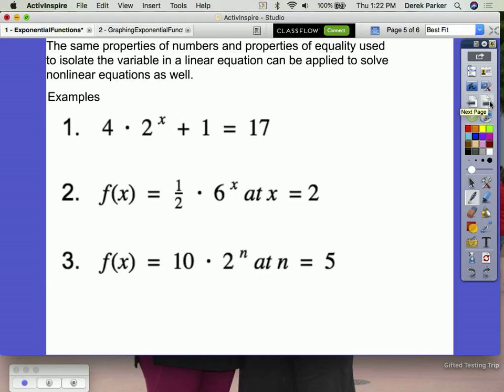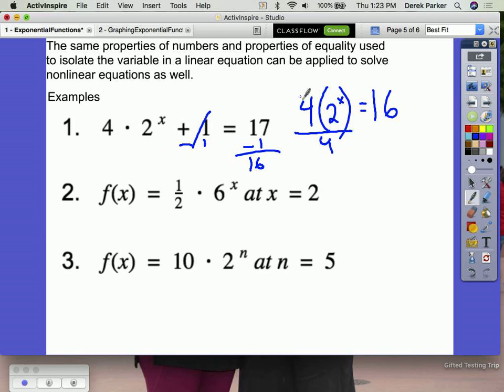The same properties of numbers and properties of equality used to isolate the variable in a linear equation can be applied to solve nonlinear equations as well. Okay, so I'm going to do a few examples here. My first problem is 4 times 2 to the x power plus 1 equals 17. I'm going to use the same properties and rules as a two-step equation. My first step is subtract 1 from both sides, and I get 16. I'm now going to rewrite 4 times 2 to the x power equals 16. The only thing I can do is divide by 4, and I get 2 to the x power equals 4.